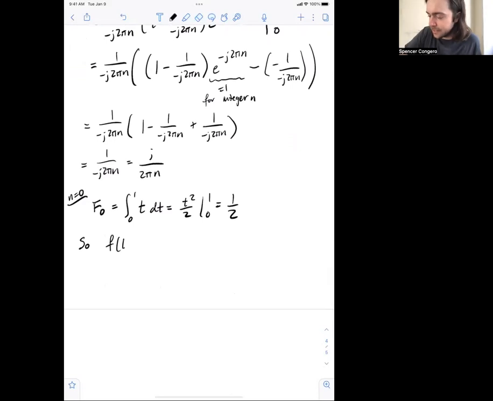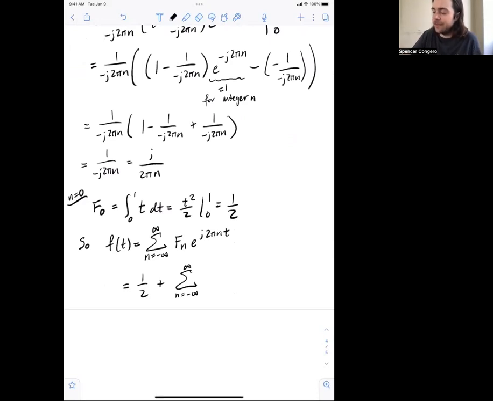So that tells us our f of t function equals the sum of f sub n e to the j 2 pi nt. Okay, and now I'm going to write this in exponential form. So I'm just going to take the 0 term out. So when n is 0, I get f sub 0 times 1. F sub 0 is just a half. Plus, now I'm going to sum over all the rest. So the way we can write that is n from negative infinity to infinity, and I'll just say n is not 0 in the sum. Okay, so go over all the integers except 0.